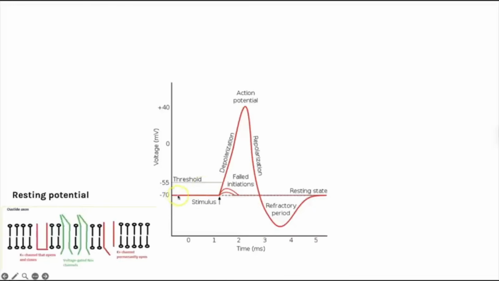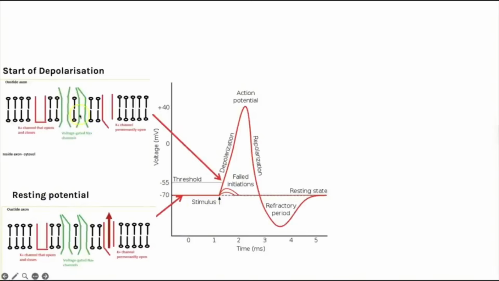So here we can see we've got our resting potential at minus 70 millivolts, but then we have a stimulus. And the stimulus provides energy that can cause the voltage-gated sodium ion channels to open. And if those open, we then start to get sodium ions diffusing into the axon, which increases the positivity inside of the axon. So we can see that it is becoming more positive.